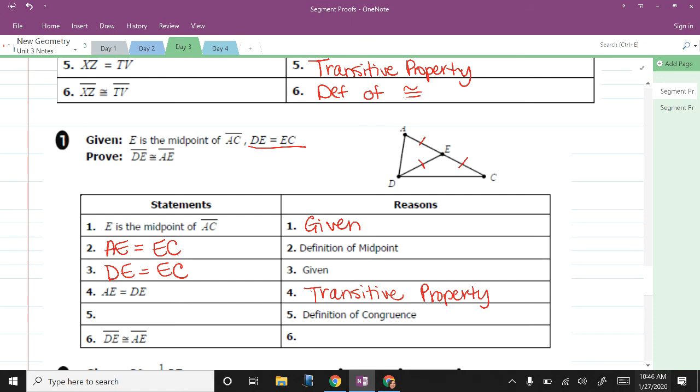All right. So then it says I need to use the definition of congruence from here to here, right? So am I starting with measures or segments? Measures. So I need to go from measures being equal to segments being congruent, right? So I'm going to say AE is congruent to segment DE. And that's the definition of congruence. I went from equal measures to congruence.